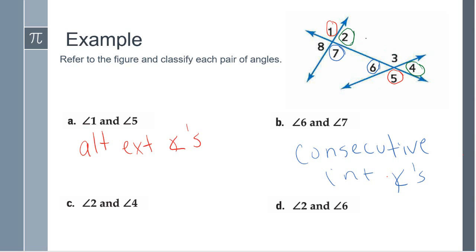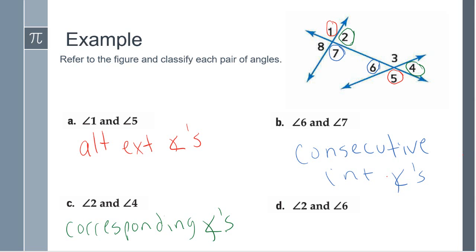They're both on the same side of the transversal, but one's in the interior, one's in the exterior. Those are those corresponding angles, right? They're in the same corresponding spot that their line makes. So these are corresponding angles. Okay? And then the last one is 2 and 6.